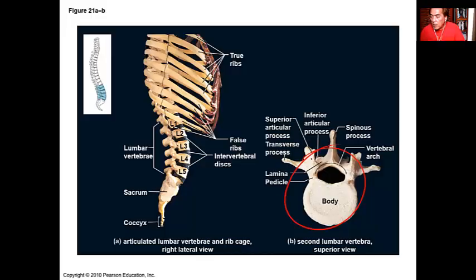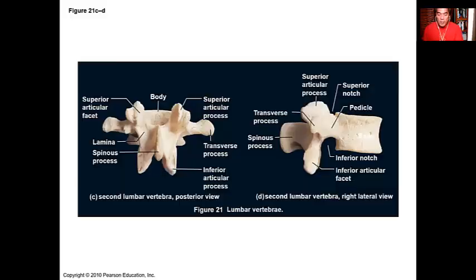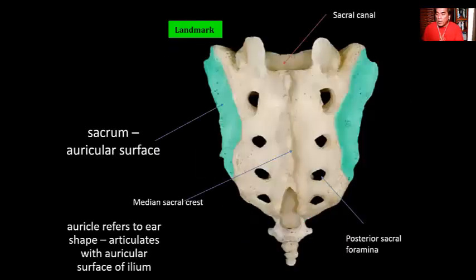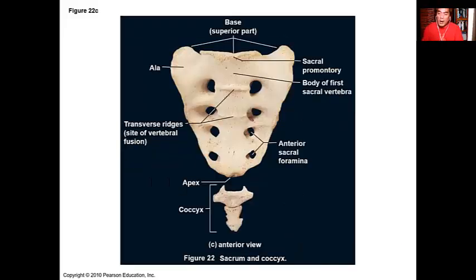Lumbar vertebrae here, spinous process, transverse process. Okay, this is lumbar. This is sacral. And this is called your medial sacral crest, lateral sacral crest. Okay, and then alae, wings. Then this bump here that protrudes inward is called the sacral promontory.